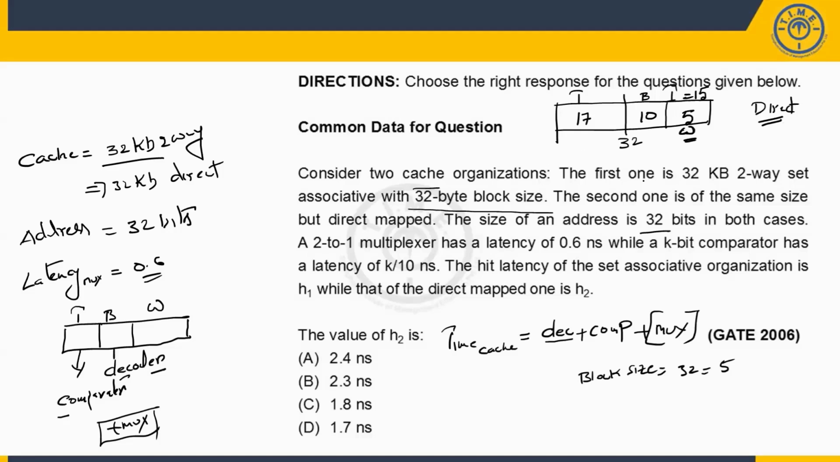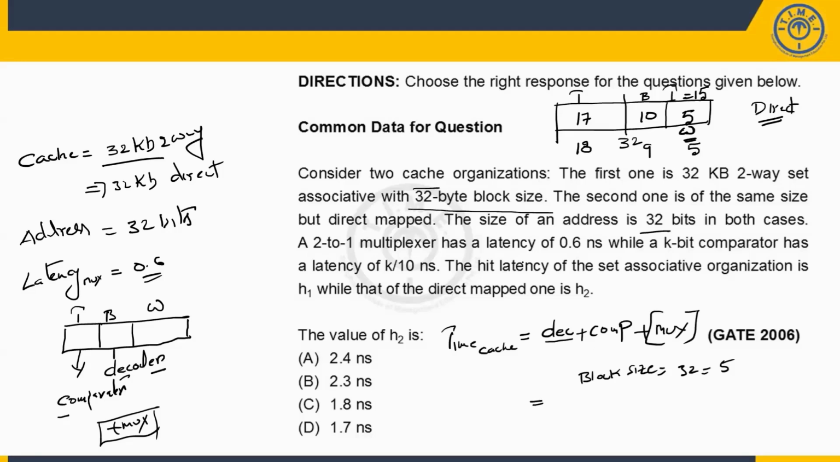Now take the set associative mapped cache. When going from the direct mapped cache to the set associative mapped cache, tag bits will become 18, because in a set associative mapped cache, tag is equal to tag plus 1 and block is equal to block minus 1. Tag bits become 18, block bits become 9, and the word field will not change: 18, 9, 5.